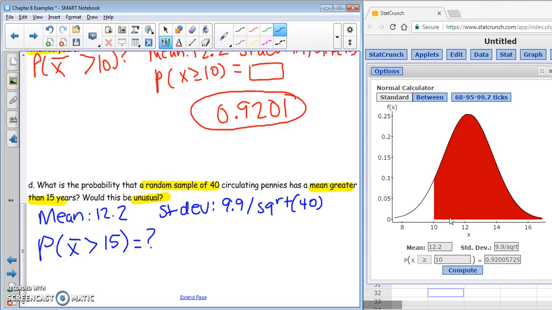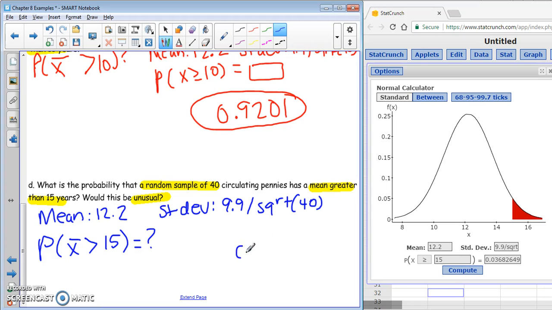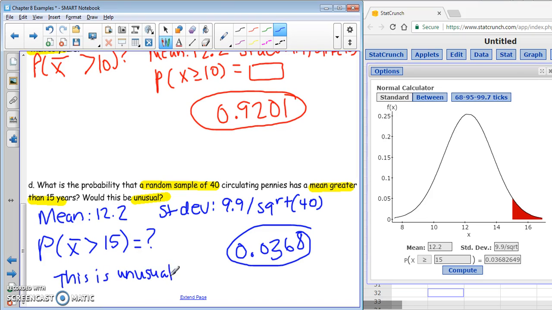So I need to change this to greater than or equal to 15, and then we're going to hit compute, and the answer here is 0.0368, and would that be unusual? So this is unusual. That's our probability, which is less than the magic number here, 0.05.